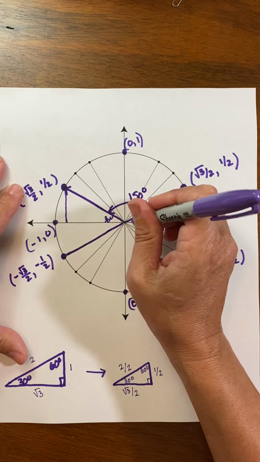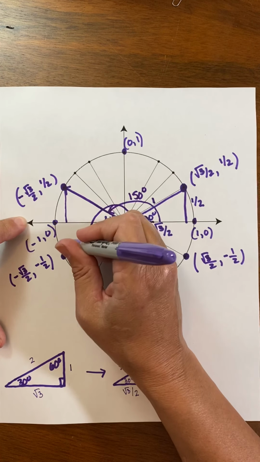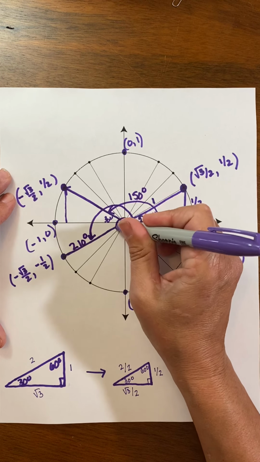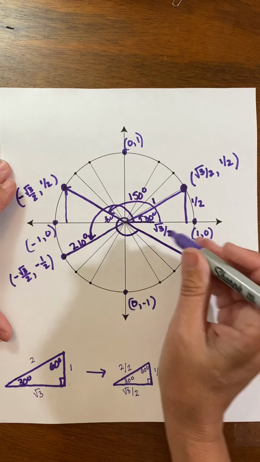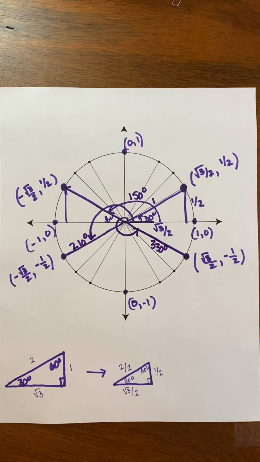If I go all the way around to here, so my initial side's always the positive x-axis. Well, 180 degrees, we go 30 degrees more. This is 210 degrees. And if I travel all the way over here, this is going to be 330 degrees. So our multiples of 30 that are not multiples of 60, we can see where it intersects the unit circle. It's going to be important.